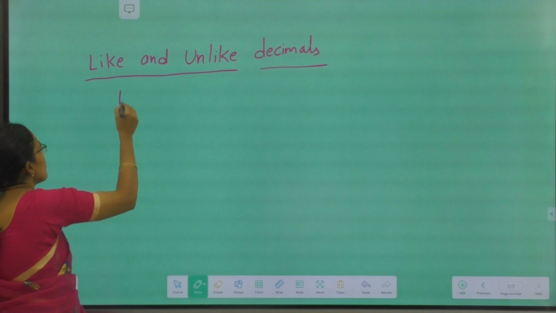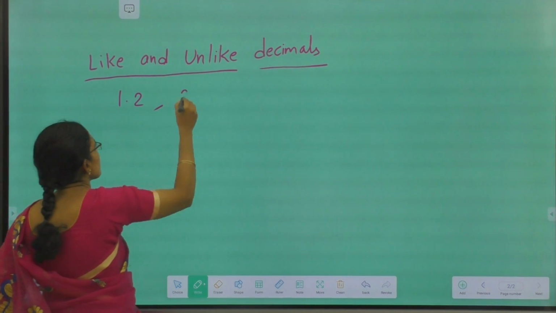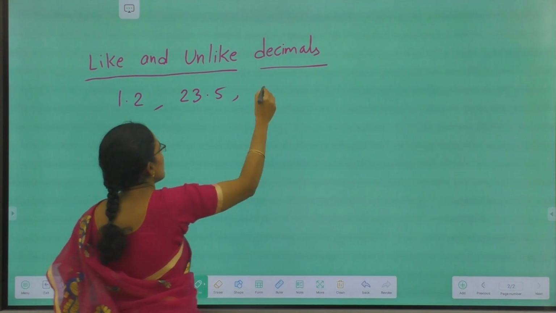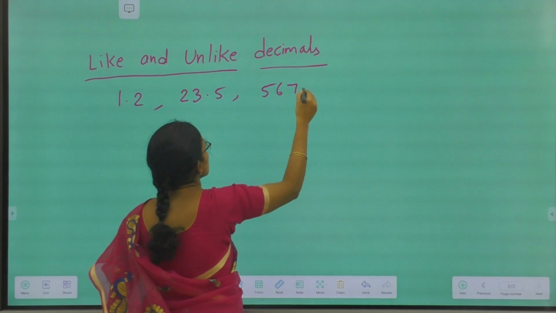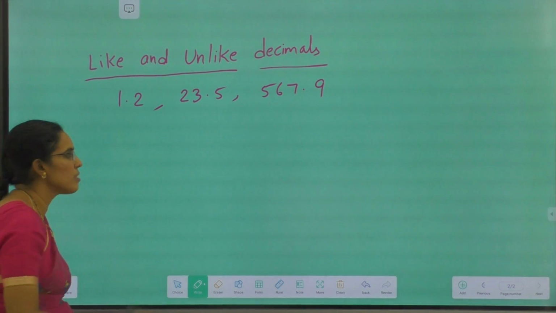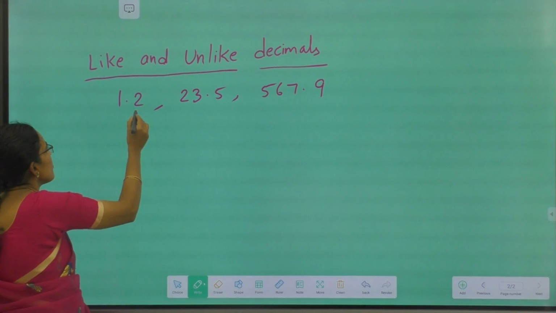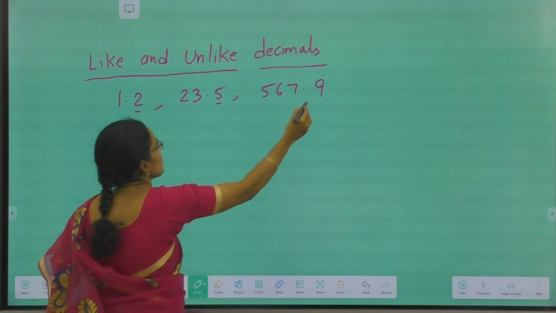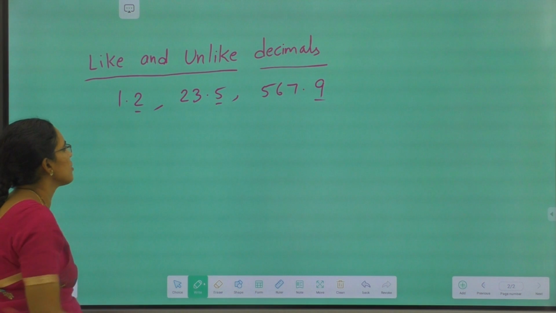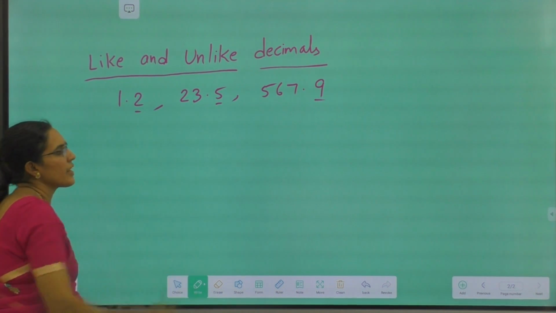For example, 1.2, 23.5 and 567.9. If you observe, in these decimals after the decimal point there is only one digit. Same number of digits, only one digit. That is why we call all these like decimals.